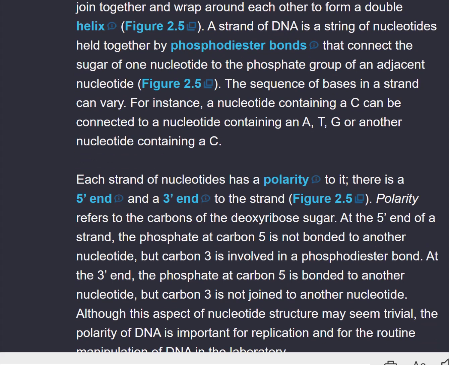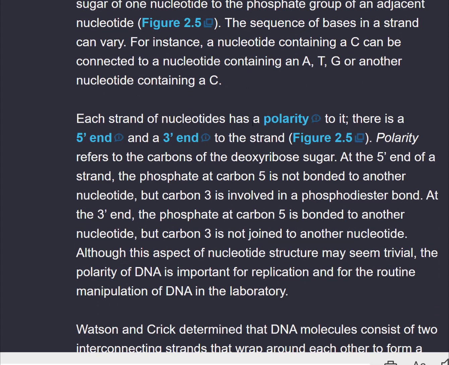Next is phosphodiester bonds. Phosphodiester bonds are covalent bonds between the sugars of one nucleotide and the phosphate group of an adjacent nucleotide. They join nucleotides within strands of DNA and RNA. Next is polarity. Polarity refers to the 5' and 3' ends of DNA and RNA molecules.